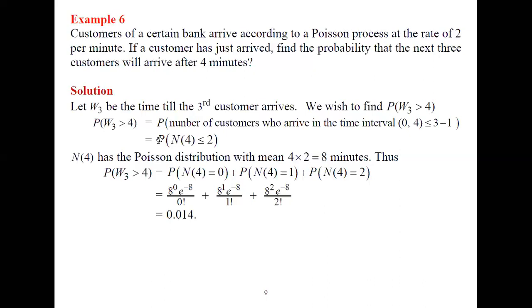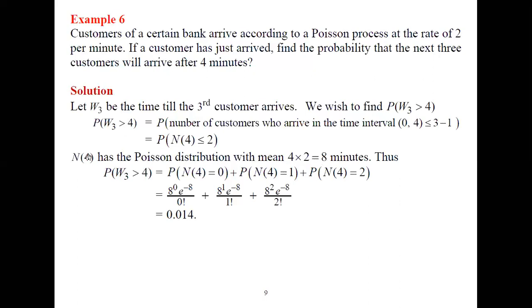So yes, this is the same as the probability that the number of customers arriving before time four will be less than or equal to two. It means it could be zero, one, or two. So this is the same as the probability that N4 is equal to zero, N4 is equal to one, N4 is equal to two. That's from zero to two. Then you put in the Poisson process. The Poisson process will have a mean of what? Eight. Why eight?